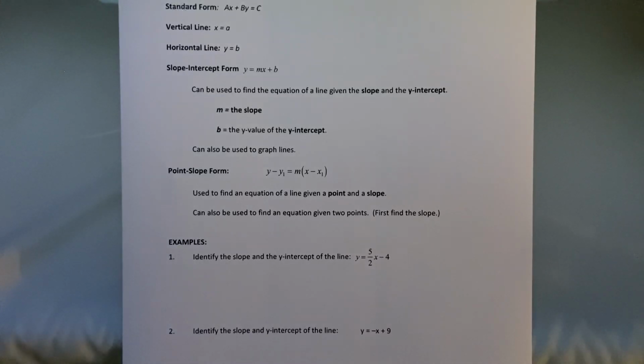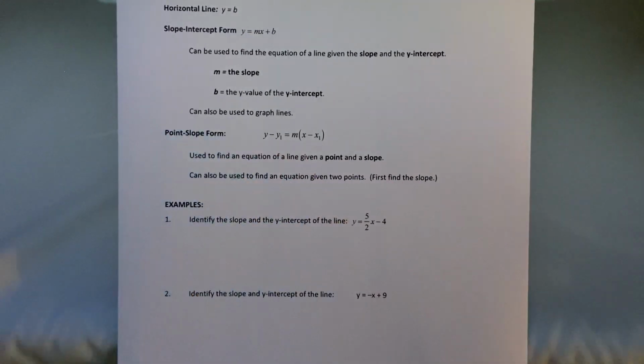So the equations of lines can be expressed in different forms. We talked about it. Standard form is where x and y are on one side and the constants on the other. Slope-intercept form is y equals mx plus b. We have this other form called point-slope form, which is y minus y1 equals m times x minus x1. And it can be used to find the equation of a line if you're given a point and a slope. Or it can be used to find an equation given 2 points if you find the slope first. Either one of those.